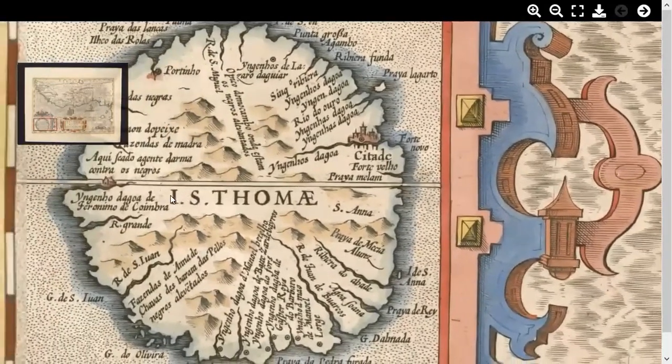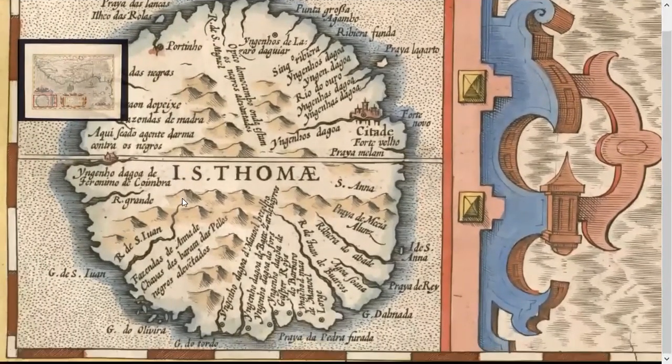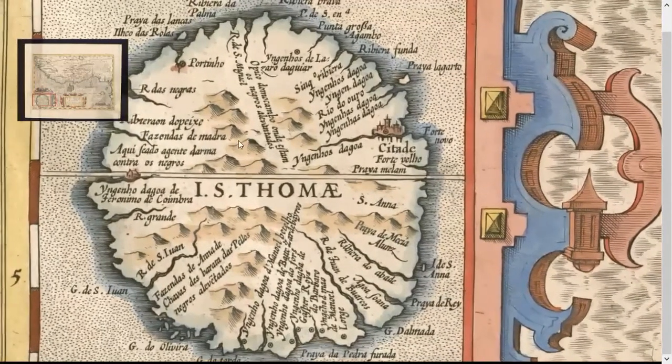Here's the insert. And you can see it's a very small island, but it has a great deal of precision as to where the forts are. Right here is the main citadel, the fort for defending the island. Its importance was primarily because it was a source of fresh water for all of the sailing ships going to Asia.